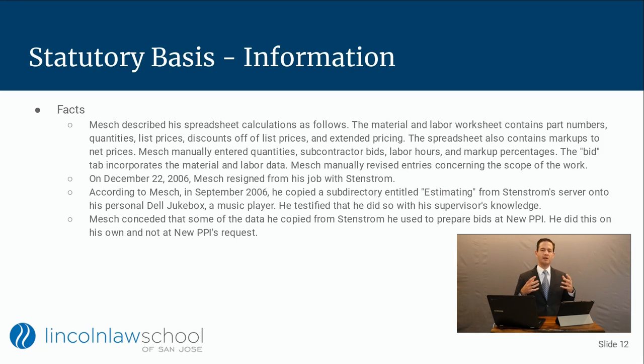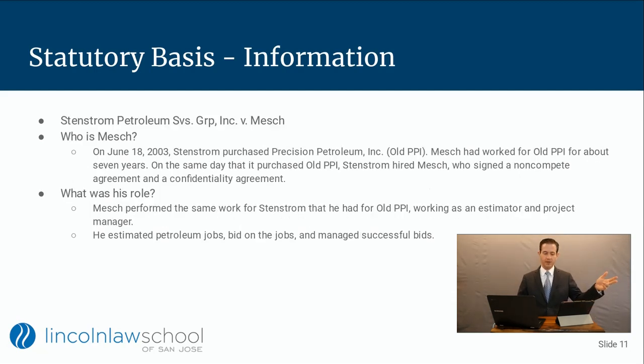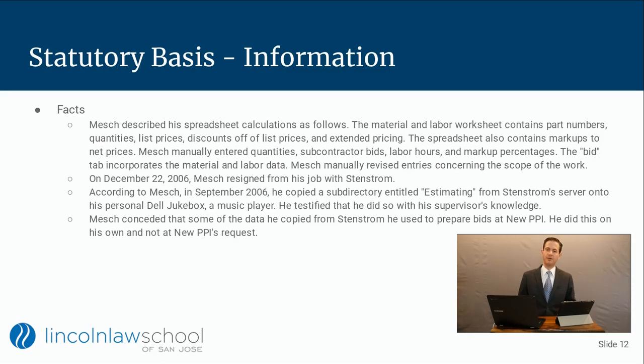So you have this spreadsheet with a lot of information, based both off of market type conditions as well as historical pricing. You have a lot of data that goes into this spreadsheet that allows him to function better as this bidder. December 22nd, 2006, Mesh resigned from his job with Stenstrom. So if we went back again, it was June 18th, 2003, that Stenstrom bought PPI. And it was later on, literally 3 years later, September 2006, when Mesh actually resigned from his job.